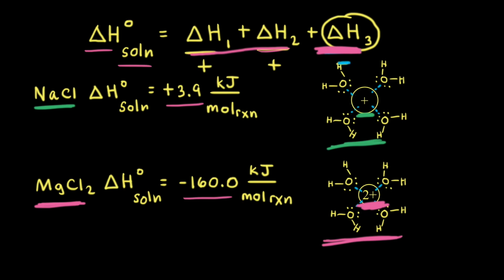And since more energy is given off in the third step for the hydration of the magnesium 2+ cation, that's enough to turn the overall delta H naught of solution negative. Therefore, the dissolution of magnesium chloride is an exothermic process. For sodium chloride, when the sodium cation is hydrated, not as much energy is released. Therefore, the overall delta H of solution is positive, and the dissolution of sodium chloride is an endothermic process.